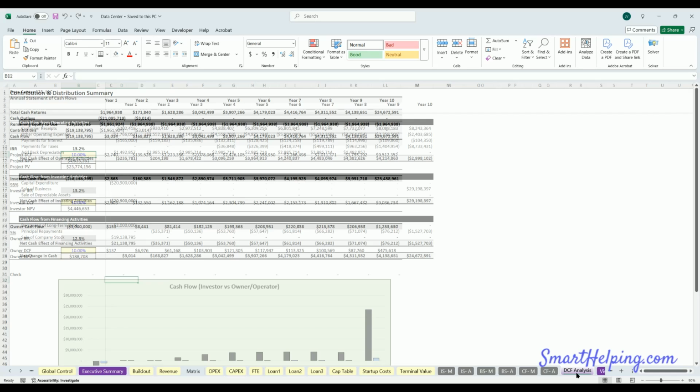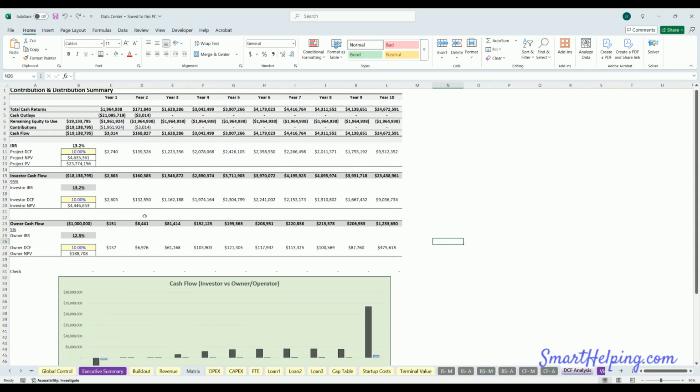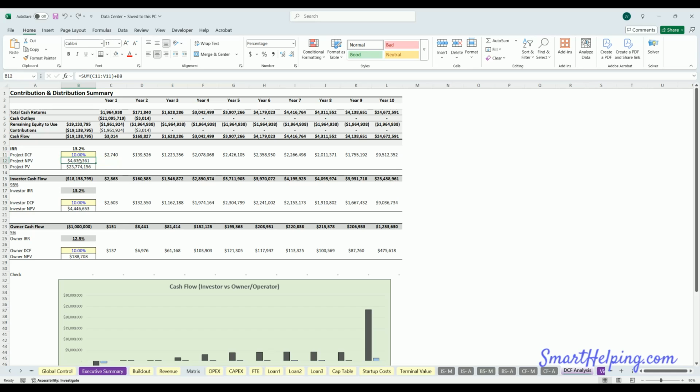Discounted cash flow analysis shows the project as a whole up here, and the investor's view and owner's view, if you want to see that broken out, as well as the cash flow totals, discount rate, and net present value for each.